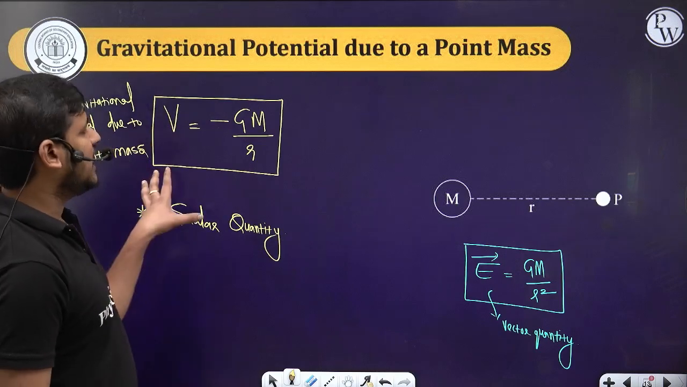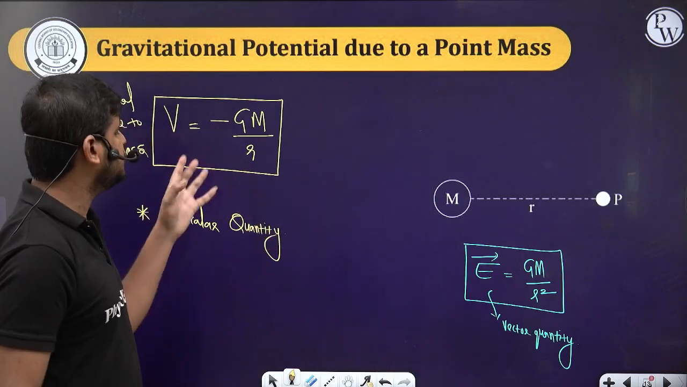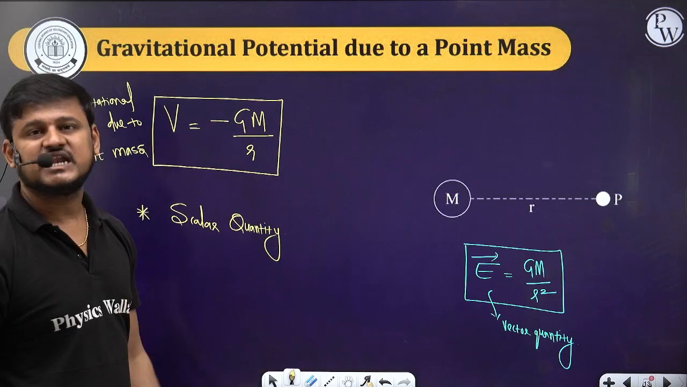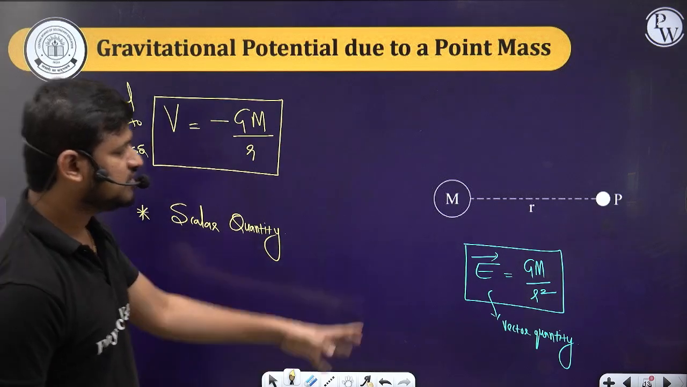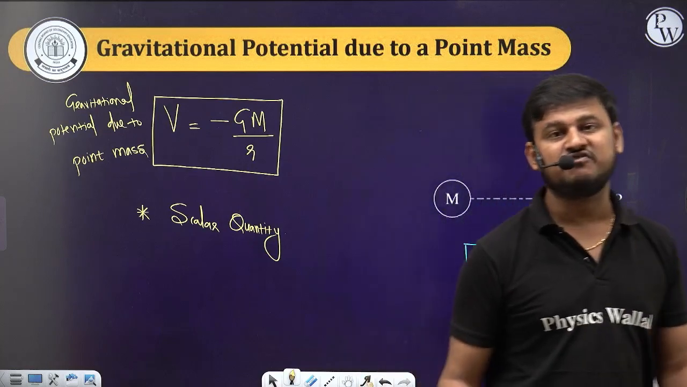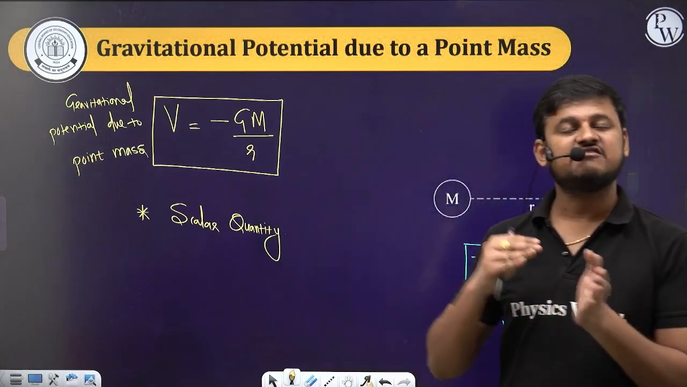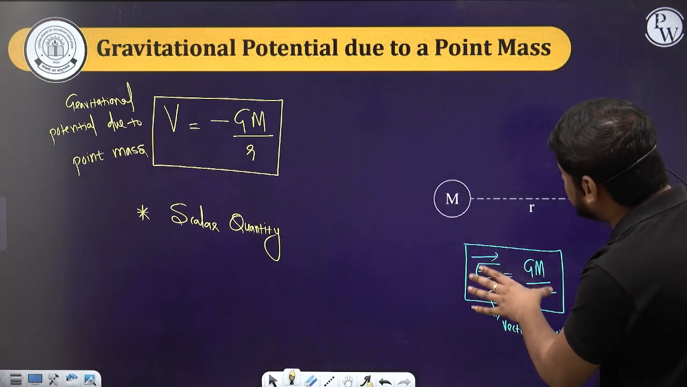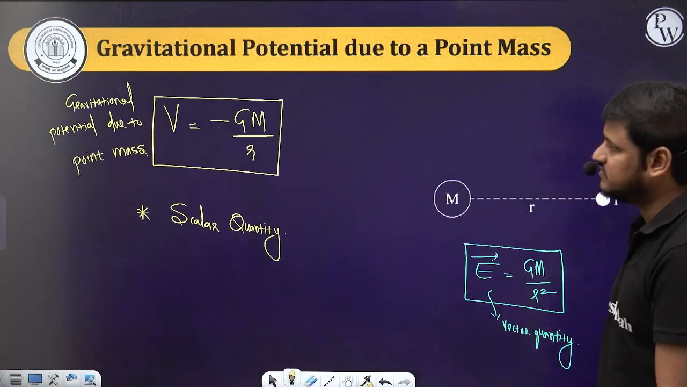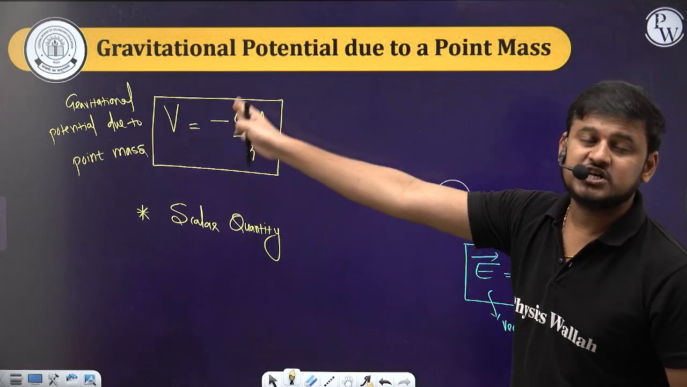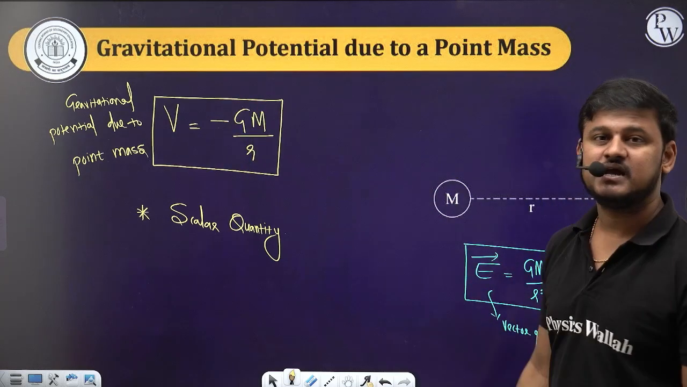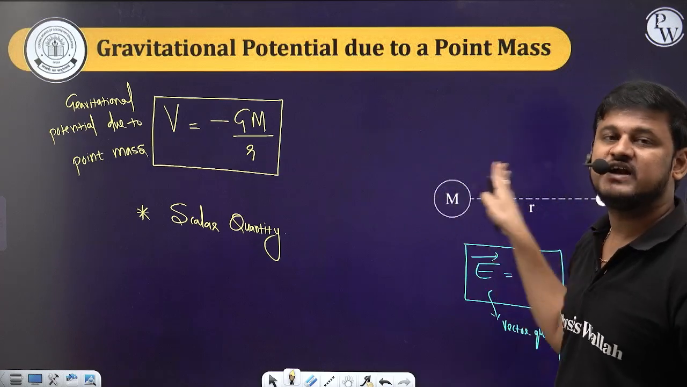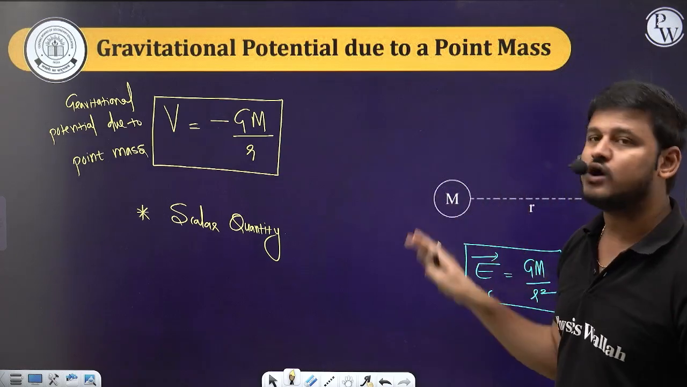If you have to find the gravitational potential due to a system of masses, simply you can do the scalar addition. The gravitational field is a vector quantity and gravitational potential is a scalar quantity. The gravitational field due to a point mass is Gm by R square, whereas the gravitational potential due to a point mass is minus Gm by R. Okay, R is the distance where you are finding the gravitational field from the point mass.